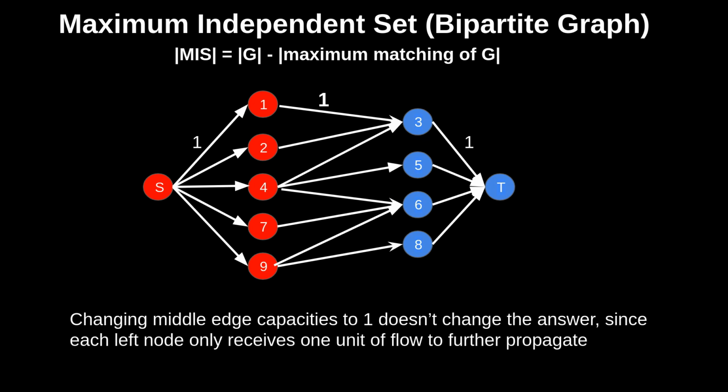If we change the middle edge capacities to 1, it doesn't actually change the answer, since each left node only receives 1 unit of flow that it can further propagate. But setting these edges to infinity allows for a better conceptual understanding, as we can't actually remove those conflicts.